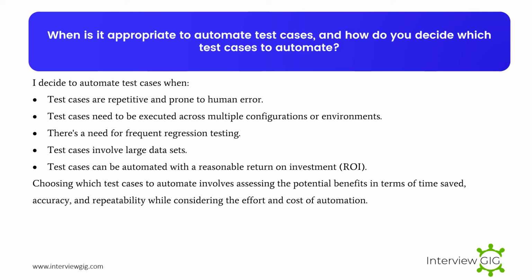When is it appropriate to automate test cases, and how do you decide which test cases to automate? I decide to automate test cases when test cases are repetitive and prone to human error, test cases need to be executed across multiple configurations or environments, there's a need for frequent regression testing, test cases involve large data sets, or test cases can be automated with a reasonable return on investment, ROI. Choosing which test cases to automate involves assessing the potential benefits in terms of time saved, accuracy, and repeatability while considering the effort and cost of automation.